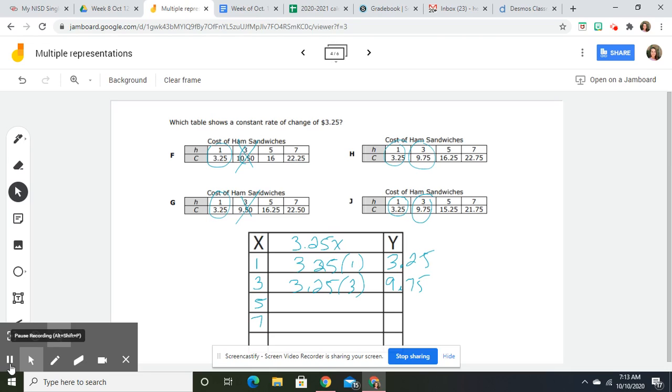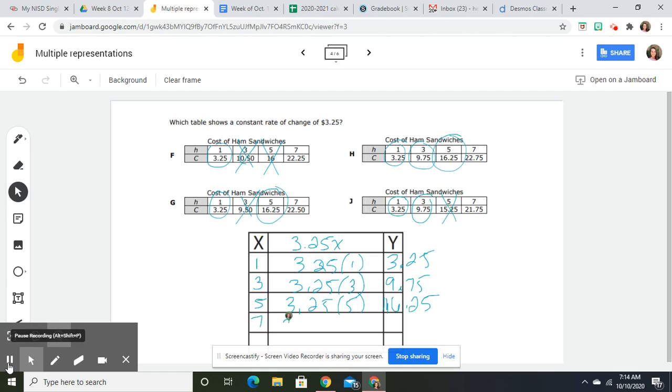So I'm going to go to my next one. I'm going to do 325 times 5. That is going to be 1625. You can't see my 6. 1625. So when I look, that one's incorrect. That one's okay. That one's okay, and that one is incorrect.